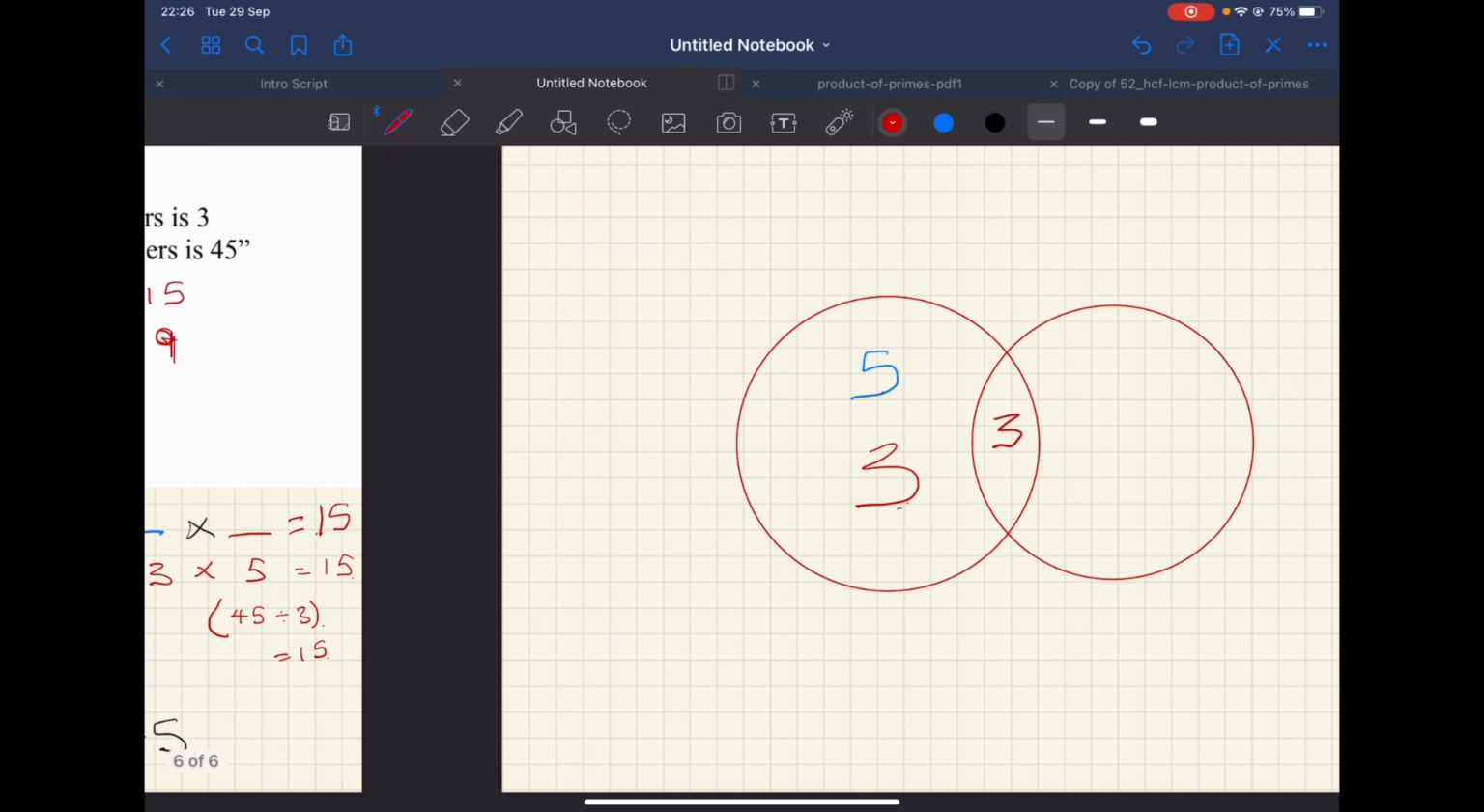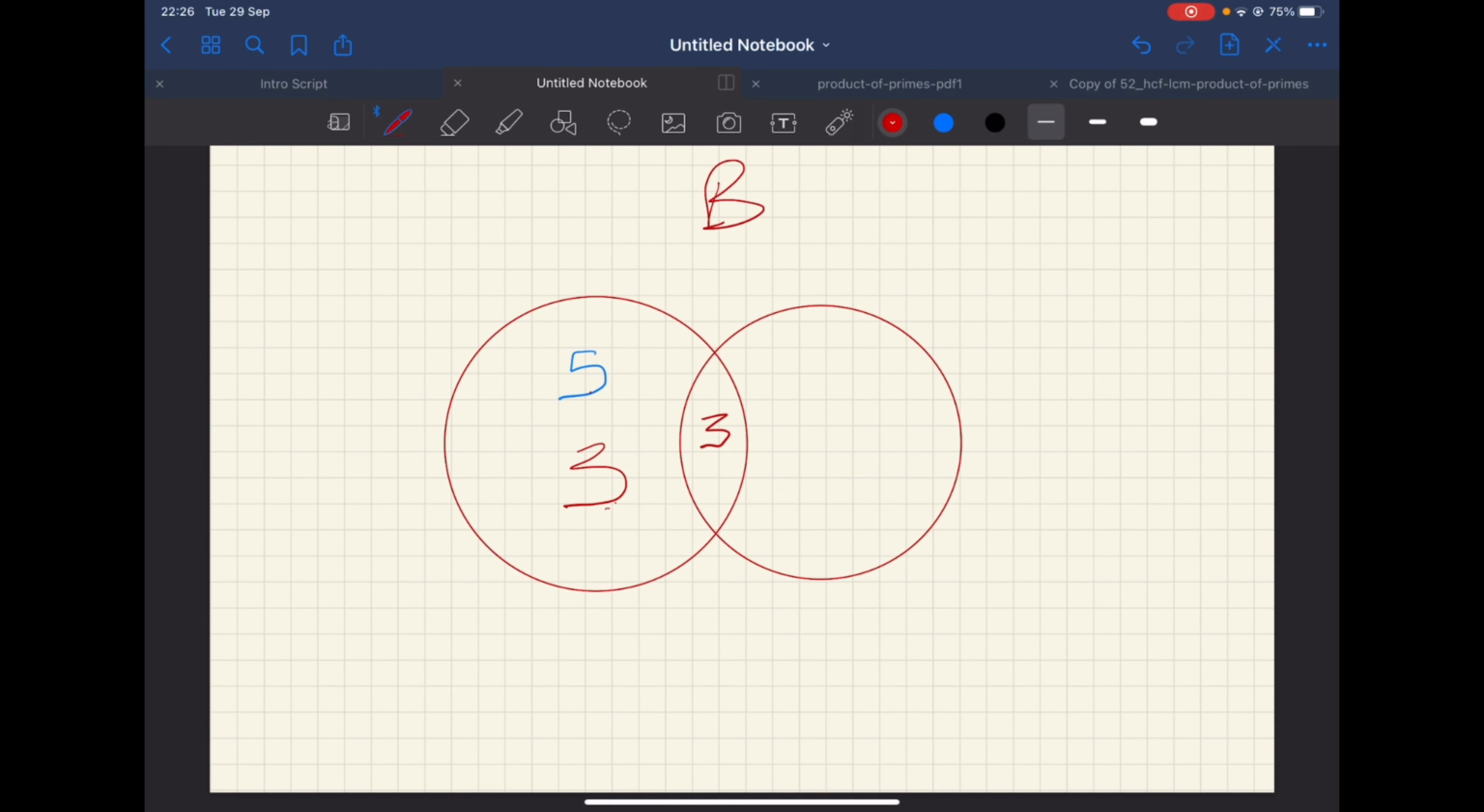Okay, let's do the second possibility. For the second possibility, since both of them are in the same circle, what number would this be? That'll be 5 times 3 times 3, which gives us 5 times 9, which is 45. And this number, the second one, will be just 3. So the second possibility is that the numbers are 45 and 3.